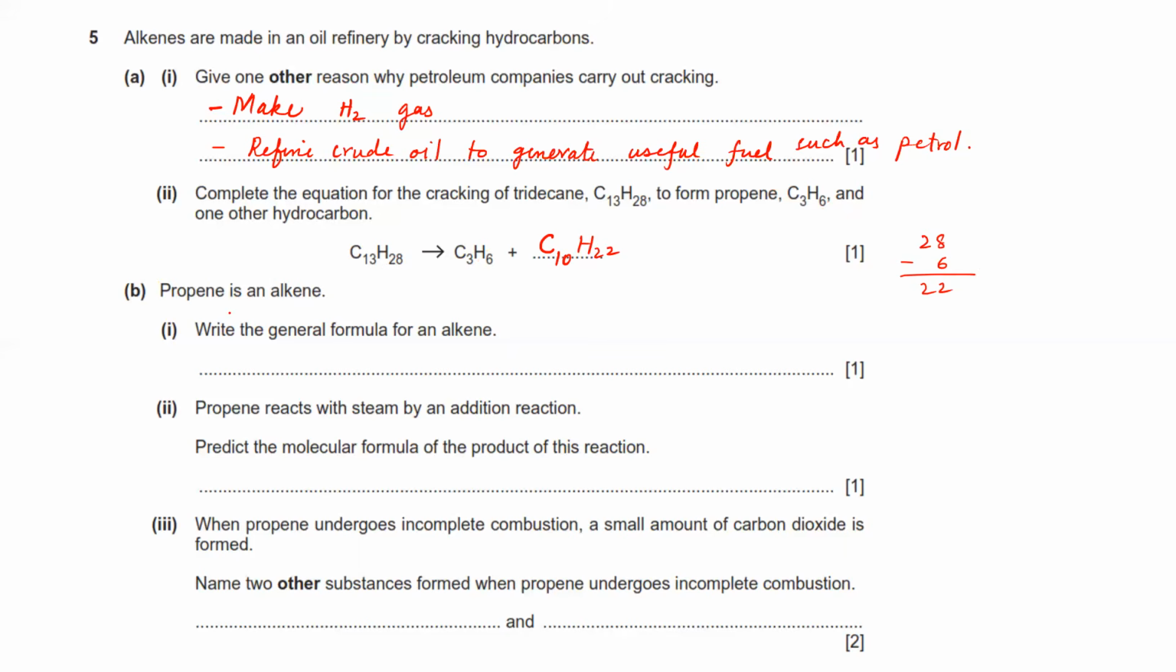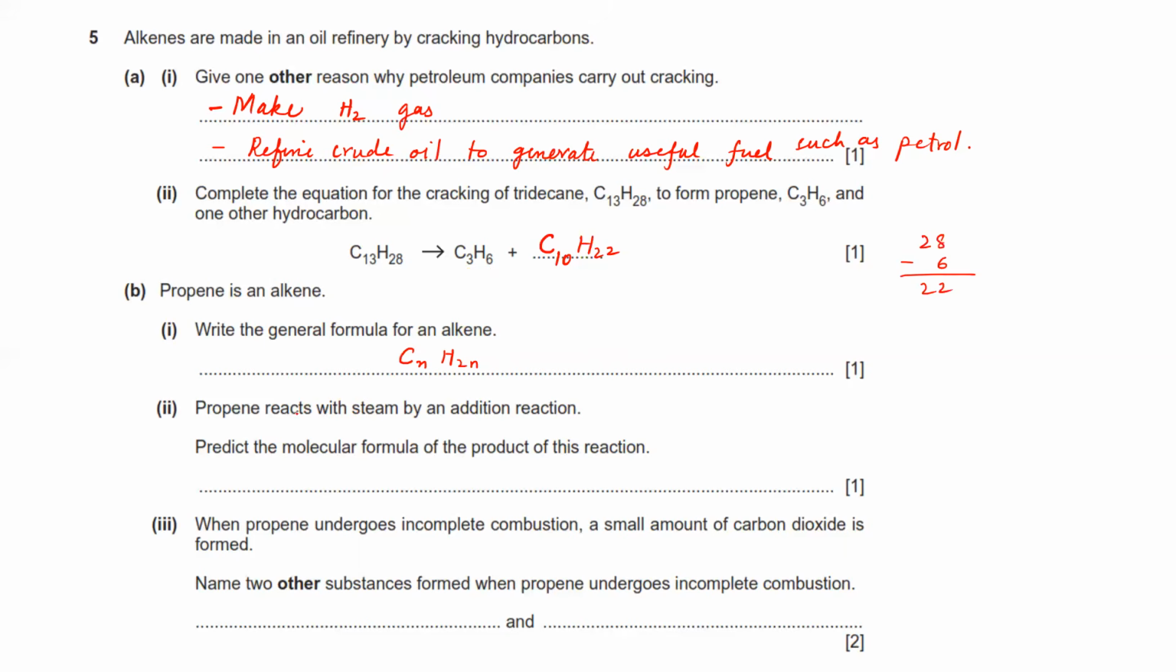Then part B, propene is an alkene. Write the general formula for alkene. So it is CnH2n. As simple as that. Remember here C3H6, C2H4, C5H10, something like this. So this is how alkenes are.